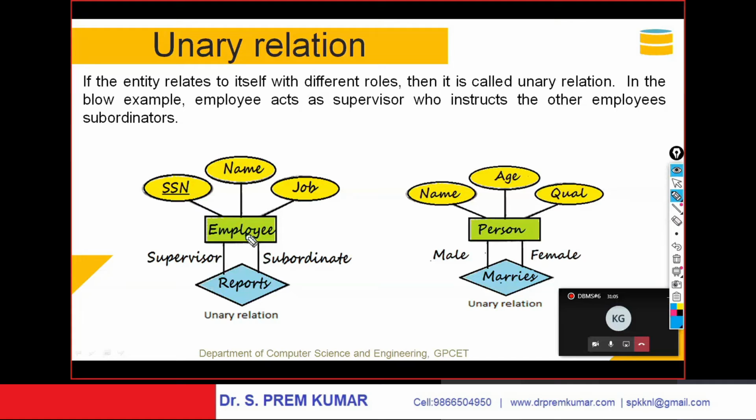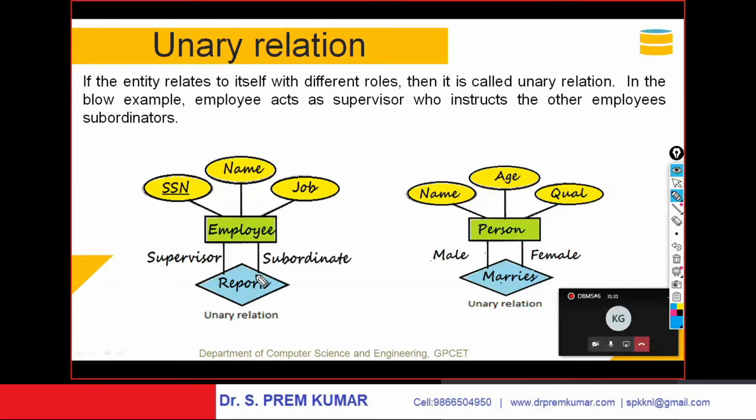Here, an employee is supposed to report to an employee. One employee is a subordinate, another employee is a supervisor. Supervisor is also an employee. Subordinate is also an employee. In a company, all are employees. There is only one entity set.